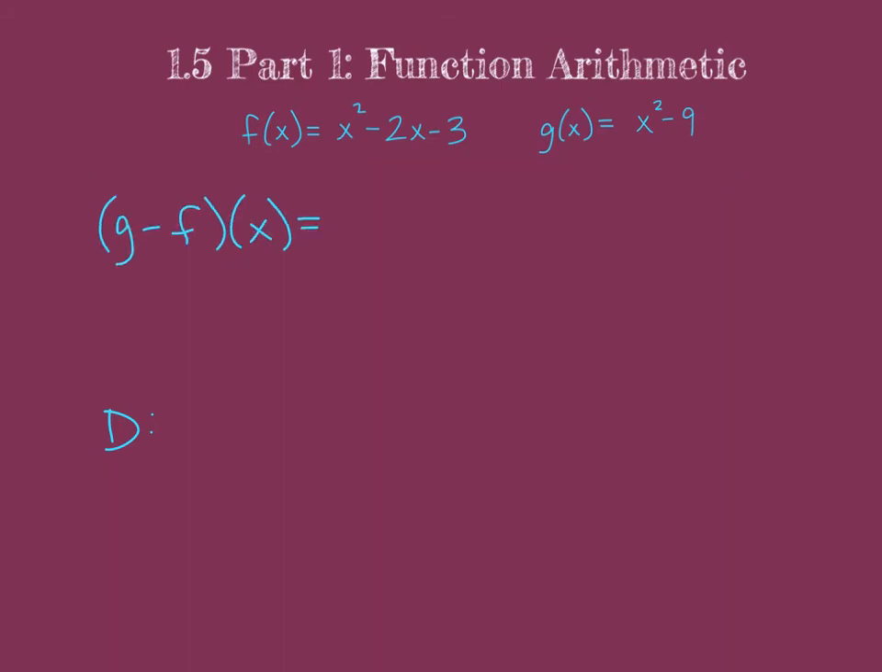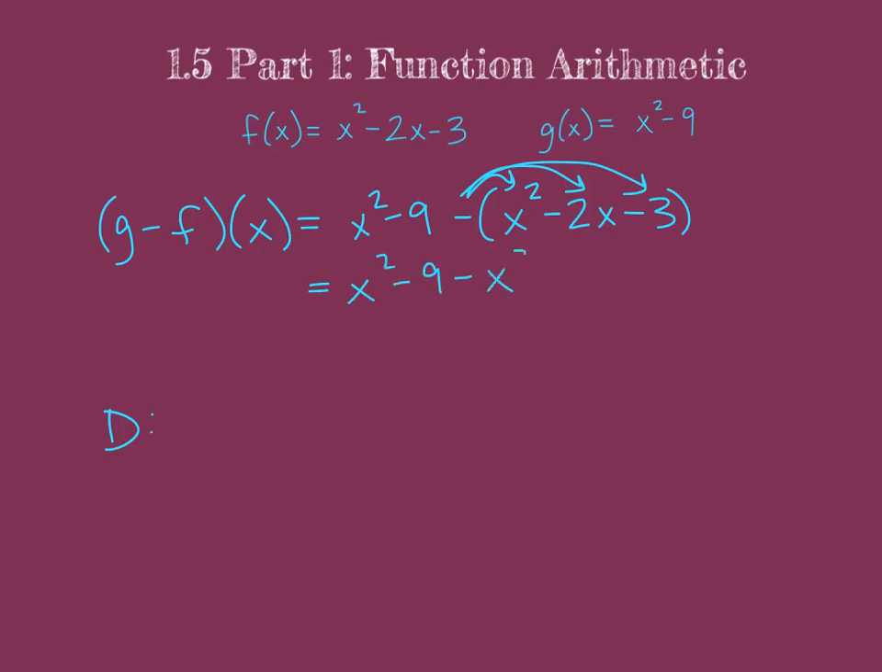Next we'll subtract, and this time I'm going to start with g. So we'll start with g of x, and then we're subtracting f of x. Again, you need parentheses around what you're subtracting because you're going to distribute the minus sign. So we're going to distribute that minus sign. So we'll have x squared minus 9. Then we'll have minus x squared plus 2x plus 3. Then we can combine like terms.